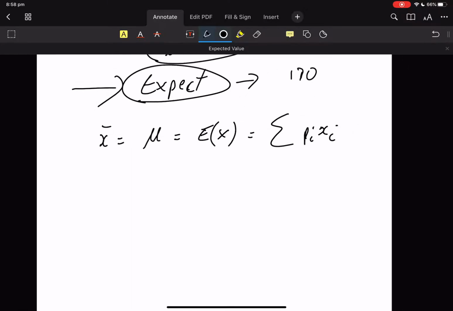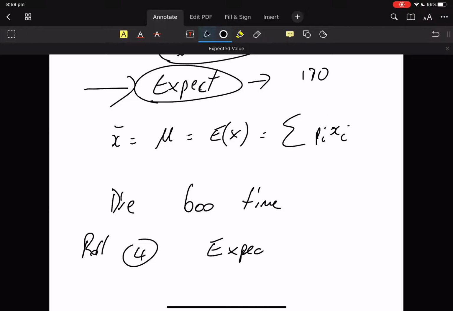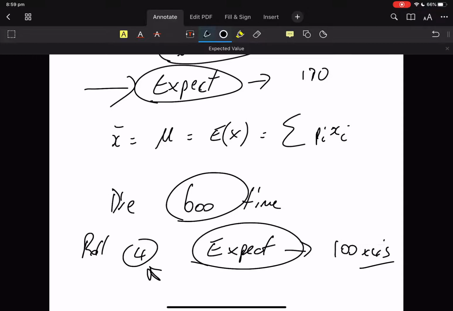How about if I roll a die 600 times? How many times do you think I should roll a 4? How many 4s do I expect to get? Well, if I roll a die 600 times, I'm probably thinking I'm going to get 100 4s. So that's another way of thinking about the expected value: if you're going to do something, what do you expect to get? Okay.